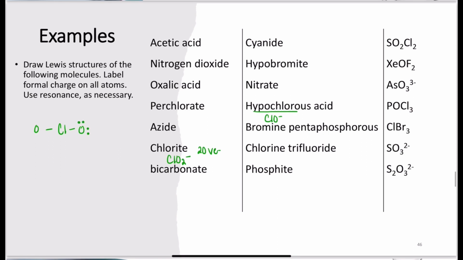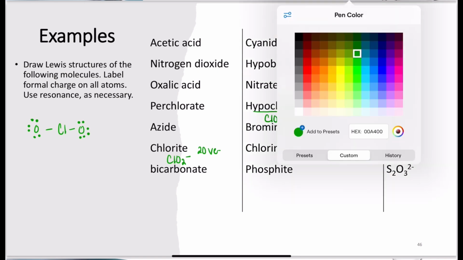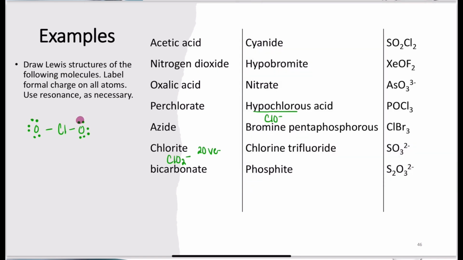Give your outer atoms their octet, and see how many electrons you've used up so far. 2, 4, 6, 8, 10, 12, 14, 16. I've used up 16, I have 20. Add your extra electrons to the central atom. 2, 4. I've now used up all 20 electrons. Check to make sure your central atom has its octet. It does have an octet.